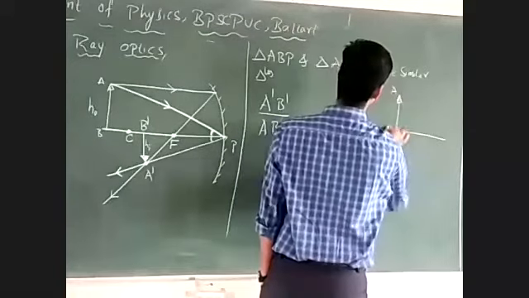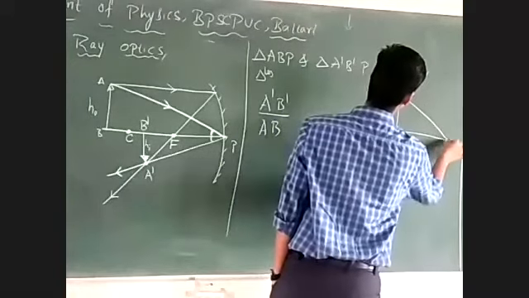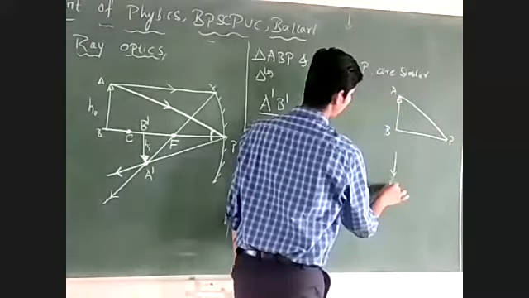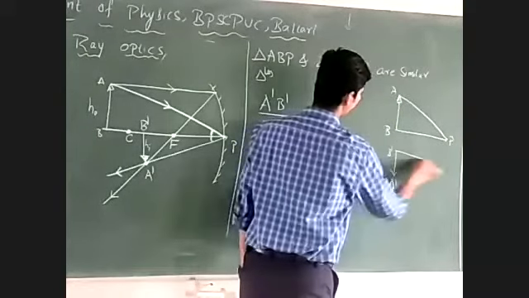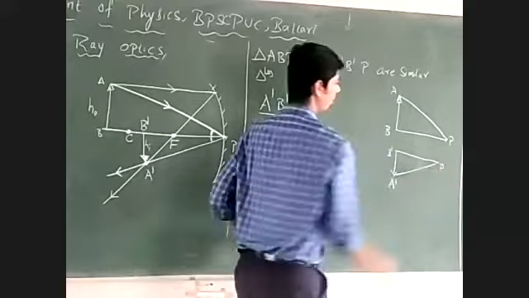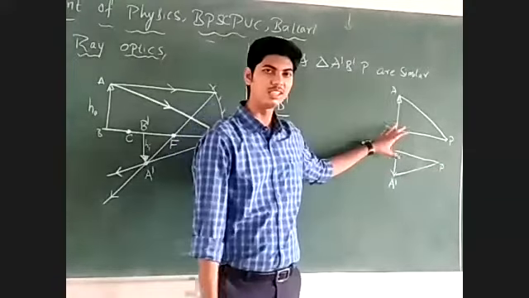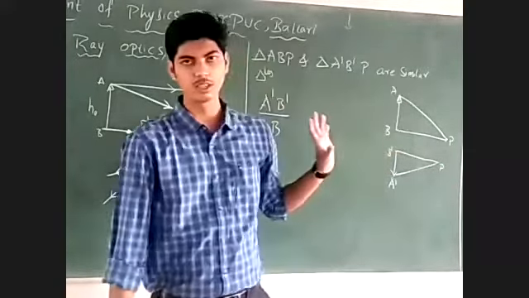A B P, A dash B dash P. You can do this. You can also write the corresponding sides by drawing the triangles separately like this.